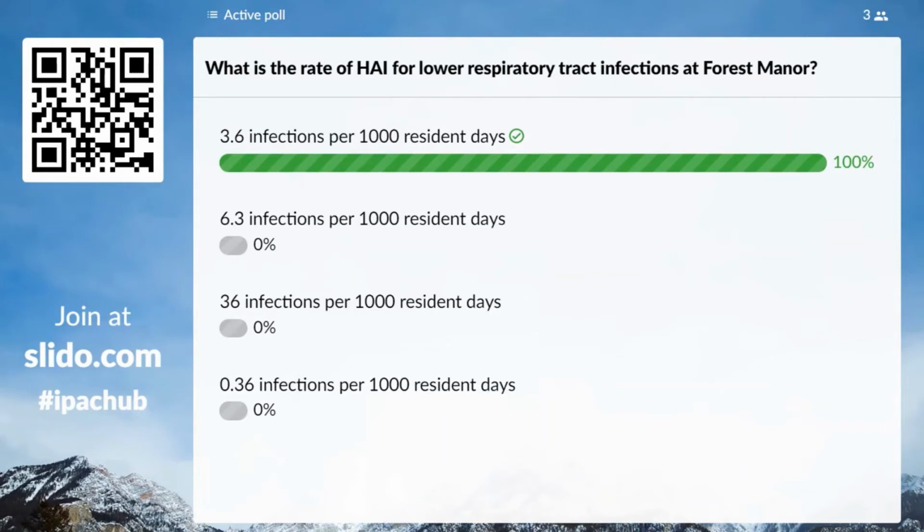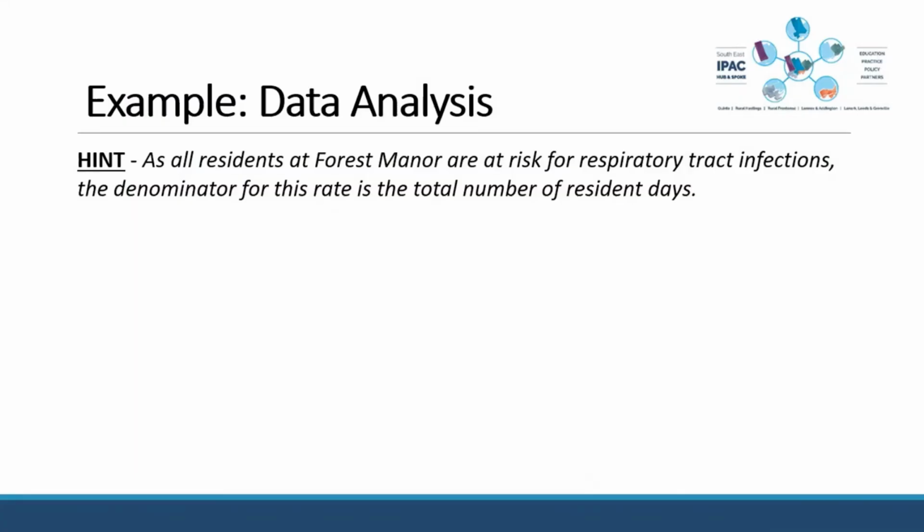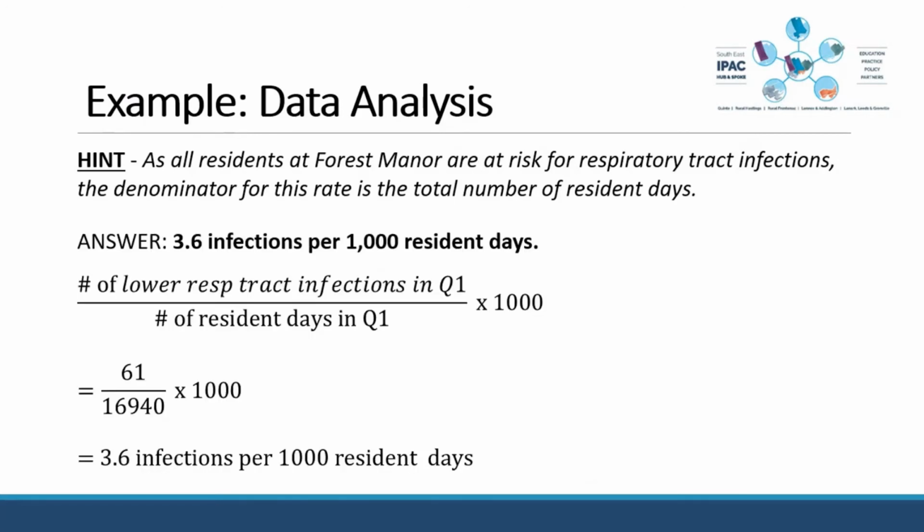Okay, good job everyone who put 3.6 infections per 1,000 resident days. That is the correct answer. So we'll walk through it, just for everyone to understand. The hint is all residents at Forest Manor are at risk for the respiratory tract infections. So what's your denominator? It's going to be the total number of resident days, which was provided. So the answer is 3.6 per 1,000 resident days.